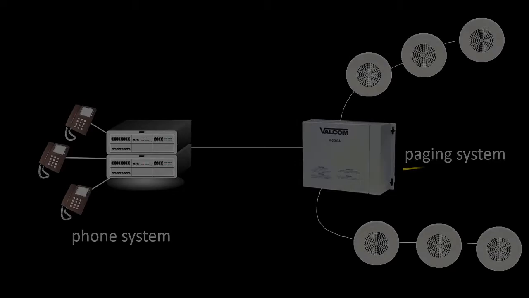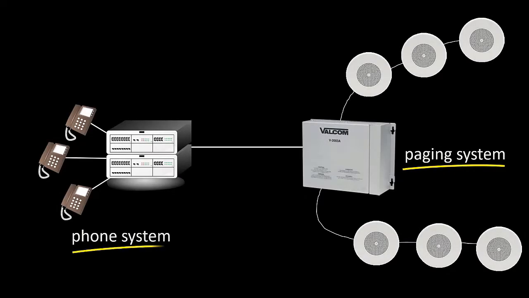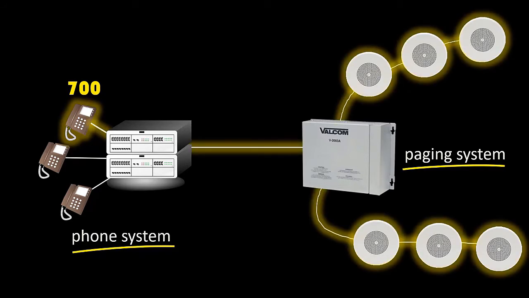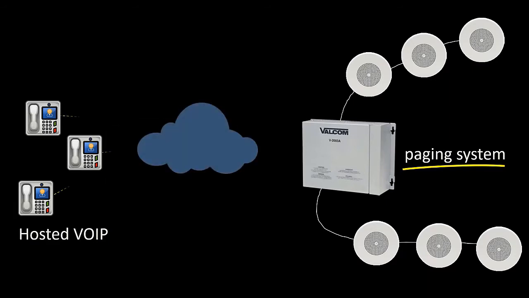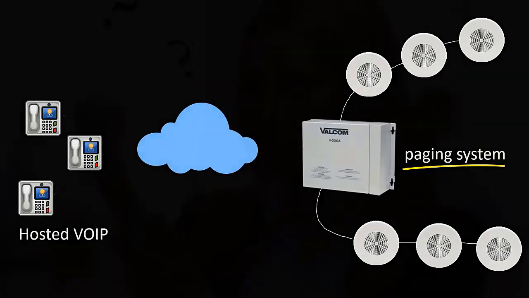So at this point you may be asking, so what? Well, let's take a look at a situation where SIP can be used for an overhead paging application. Most paging systems are typically connected directly to an on-site telephone system by a hardwired connection. A user can pick up their phone, dial a certain code, and make a page over the speakers. However, many organizations are upgrading to hosted voice-over IP phone solutions that do not use a physical connection but communicate via the cloud.